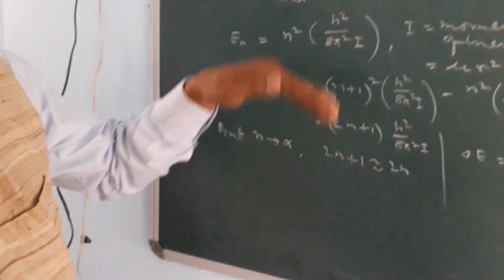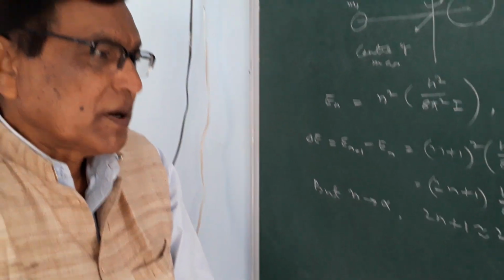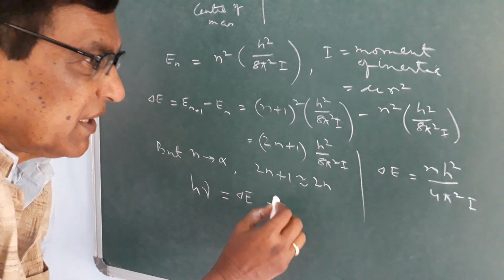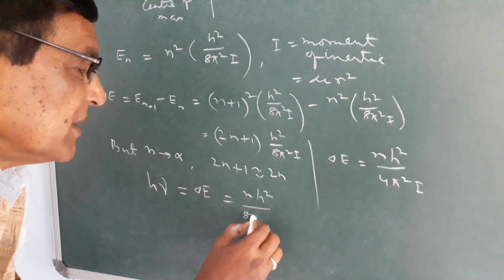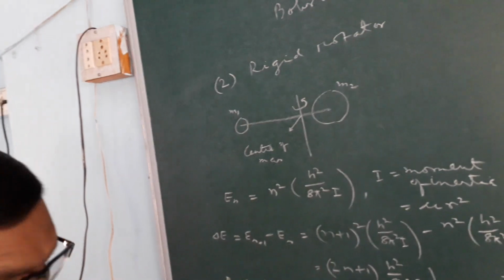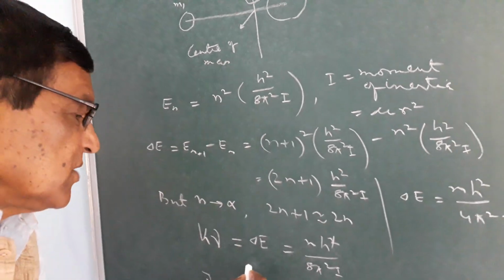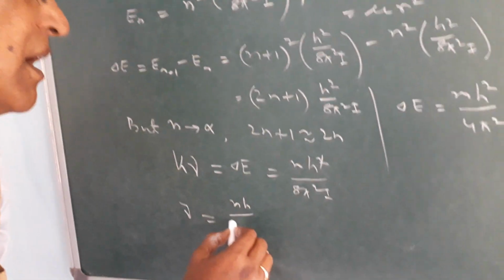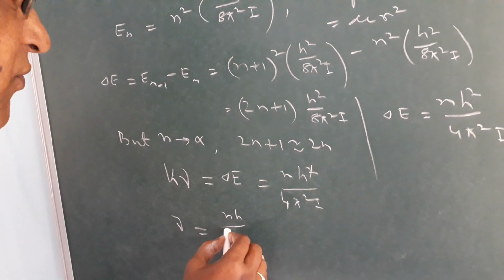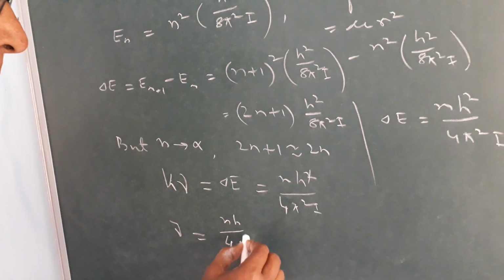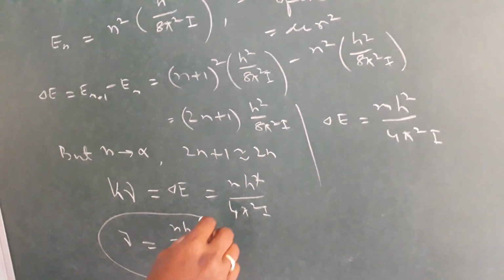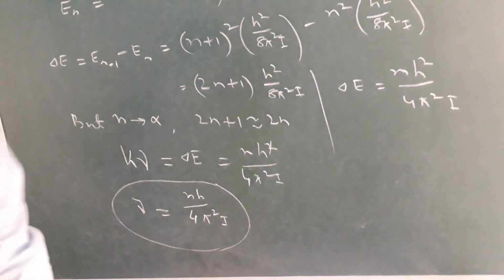So for the transition, there will be absorption of one photon of energy h nu. h nu is the energy of this photon, and this is equal to delta E, equal to n h square divided by 4 pi square I. Thus we see that the frequency of radiation absorbed by this rigid rotator for its excitation, h will be cancelled, is n h divided by 4 pi square I. So this is the frequency of radiation absorbed by this rigid rotator by the calculations of quantum theory.